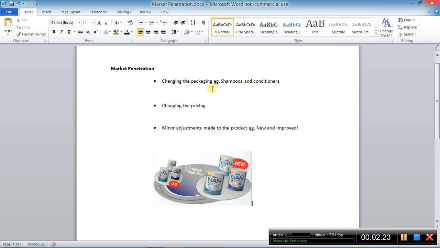Changing the packaging, for instance. The company can change, for example, shampoos and conditioner packaging into, for example, travel packaging. Changing the pricing, for example, offering discounts to its current customer base. The third one that we can see here is minor adjustments being made to the products. So, for example, if you've ever seen an advertisement on the TV that shouts a new and improved product, that would be an instance where a market penetration strategy is being used by that company.